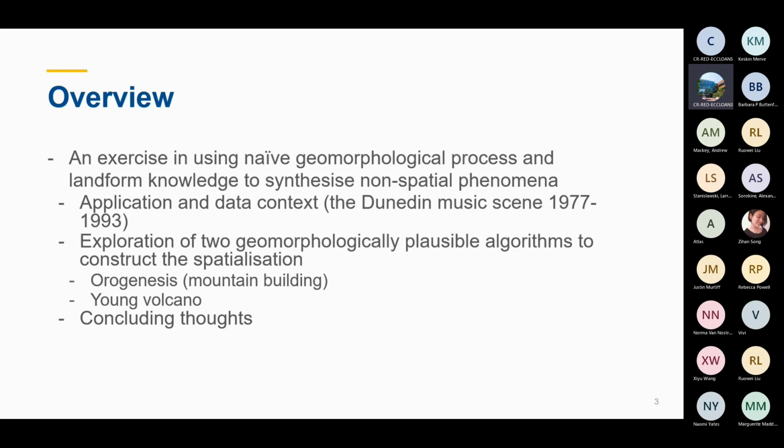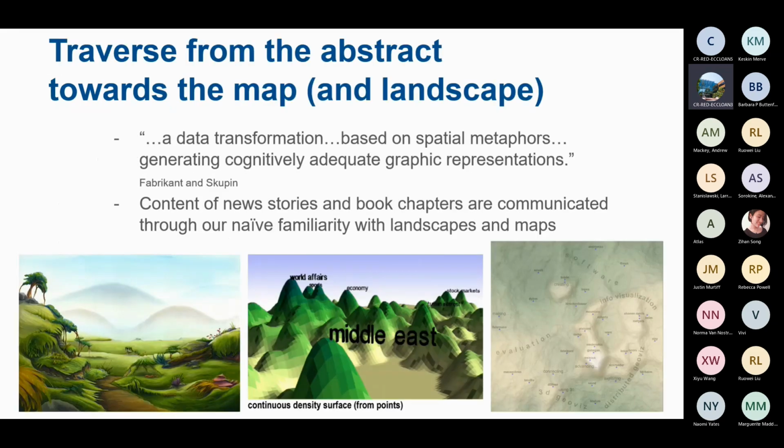And it's this that I want to explore, taking it to a geomorphologically plausible environment, using two examples: orogenesis, or mountain uplift or mountain building, and the concept of a young volcano as it becomes steadily eroded, having been created. And I'll end up with some concluding thoughts.